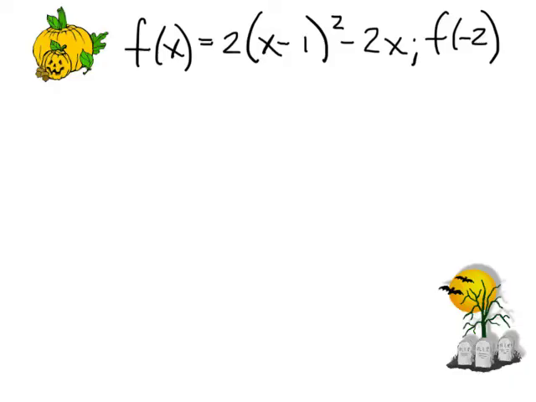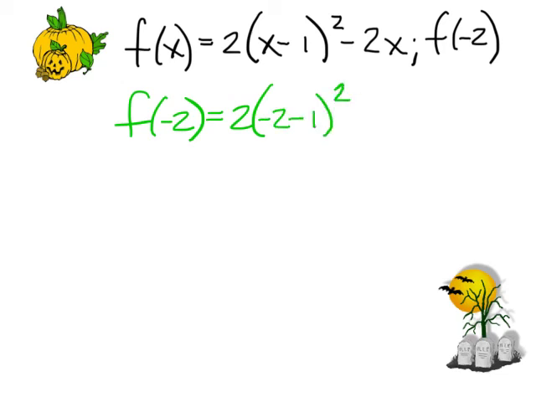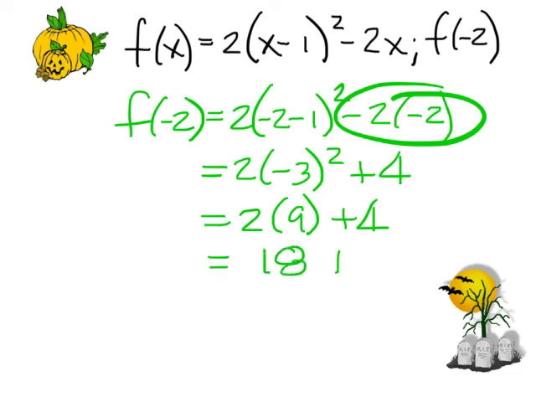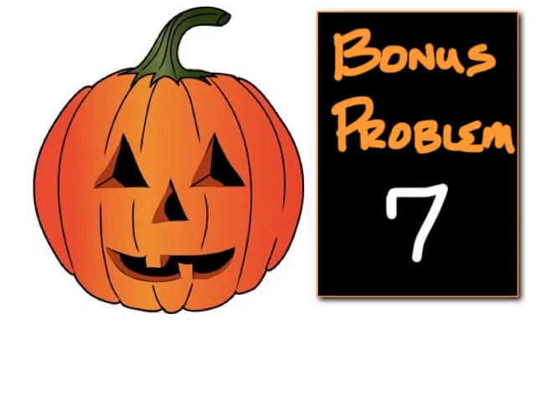Practice problem number 7. On the practice, f of negative 2 is 2 times the quantity of negative 2 minus 1, square the quantity and close it, minus 2 times a negative 2. So negative 2 minus 1 is negative 3, and we can go ahead and do this to get a plus 4. Negative 3 squared is 9. 2 times 9 is 18, plus 4 is 22.